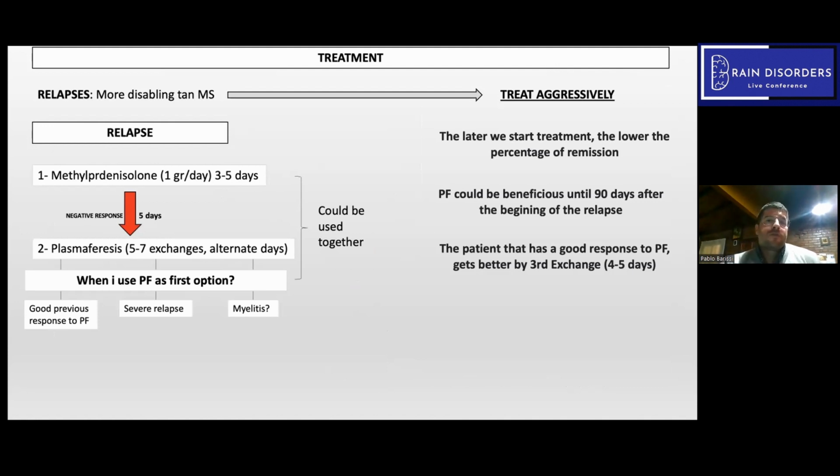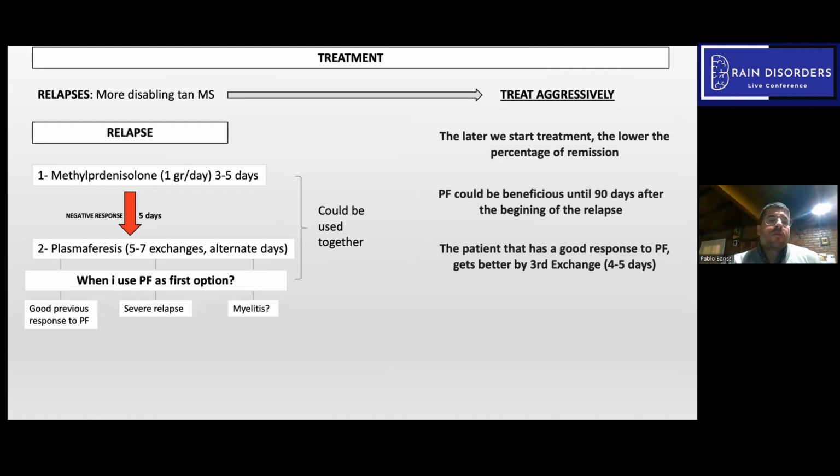So the treatment: we have the relapse treatment and the maintenance treatment. The relapse, we have to know, is much more disabling than MS, so we have to treat it aggressively. In the relapse, when we have symptomatology that is correct for NMO, we have the MRI, we have the AQP-4, we have to think of NMO. So we have to treat it.